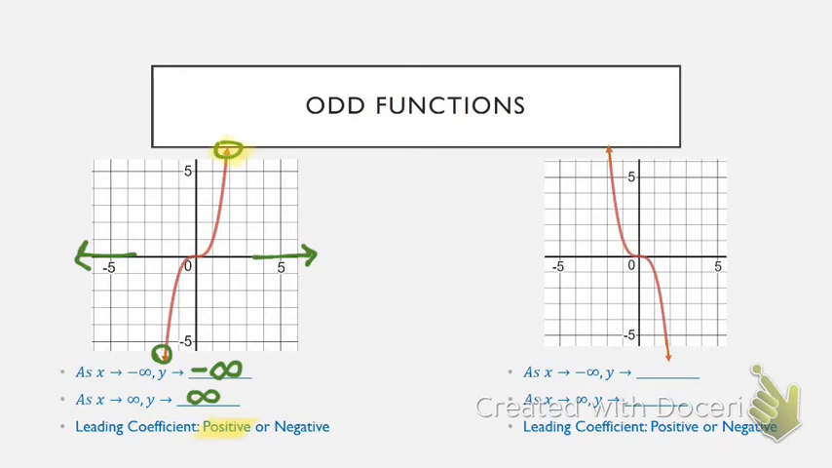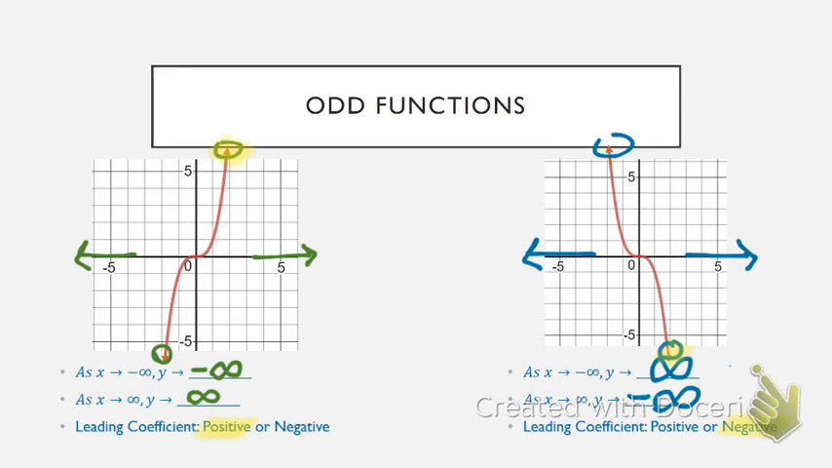All right, last thing. So here we have as x approaches negative infinity, so as we go left forever, my graph is going up, so y is approaching positive infinity. As x approaches positive infinity, or as the graph goes right forever, my graph is going down, so it's approaching negative infinity. And then here, we look at my right arrow. My right arrow is going down, so my leading coefficient is negative.